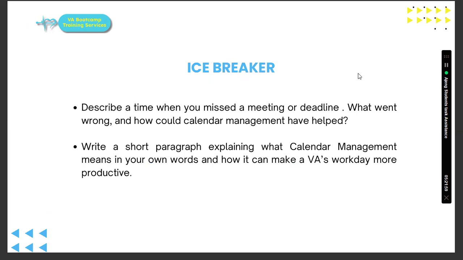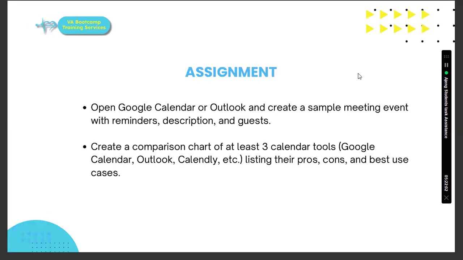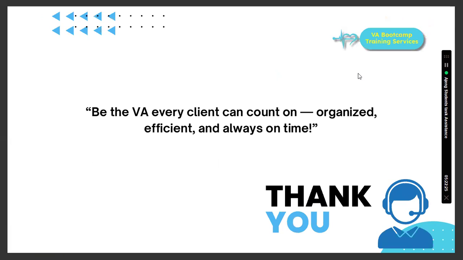Okay, this is for the icebreaker. And this is for the assignment. You can open Google Calendar and Outlook and create a simple meeting event with reminder, description, and guests, and make a comparison chart of at least 3 calendar tools: Google Calendar, Outlook, and Calendly, listing their pros, cons, and best use cases. Okay, so be the VA every client can count on: organized, efficient, and of course, always on time.